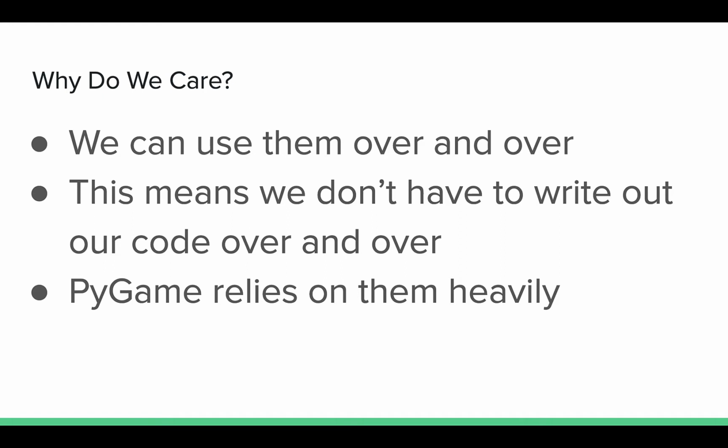So why do we care? Number one, we can use them over and over again. This means that we can code things once and then use that same code over and over again without having to write it over and over again, without having to debug it over and over again, without having to update it over and over again. You just do it in one place, and then the interpreter will automatically propagate that out for you into all your different instances that use that.